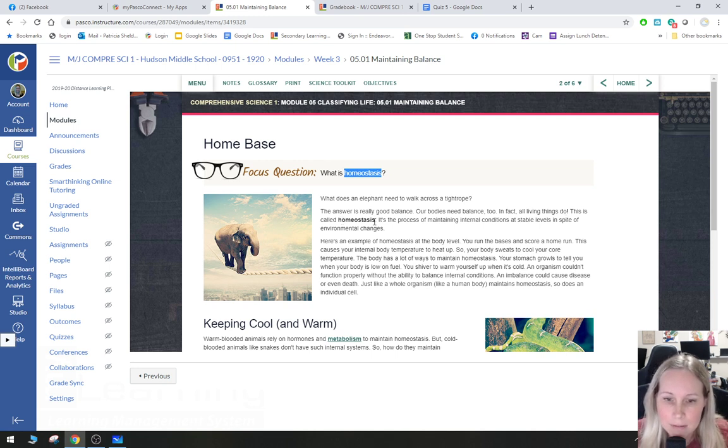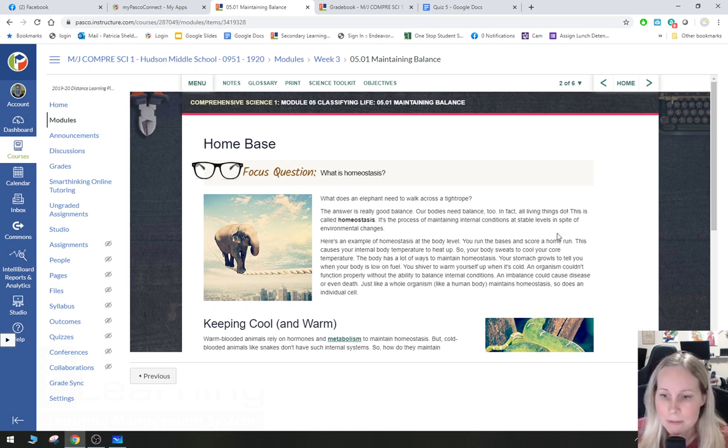This is called homeostasis. It's the process of maintaining internal conditions at stable levels in spite of environmental changes. So what does this mean? Internal conditions at stable levels. Well, that means maintaining a temperature. We have a stable temperature of 98.6 degrees, and we have to keep it that way. Otherwise, if we don't, we'll overheat or we'll freeze in any type of cold or warm conditions. Even if it's slightly warm outside and we're not sweating, if our body doesn't maintain that temperature, we could overheat very easily.